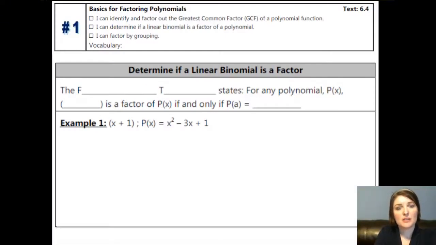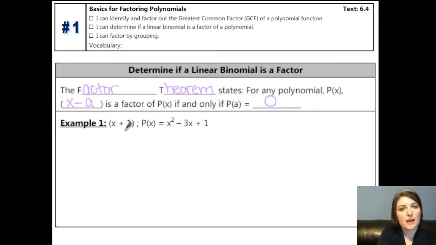Today we'll be talking about the basics for factoring polynomials. So the first thing I want to know about today is determining if a linear binomial is a factor. We have this thing called the factor theorem, which states for any polynomial p of x, x minus a is a factor of p of x if and only if p of a equals 0.